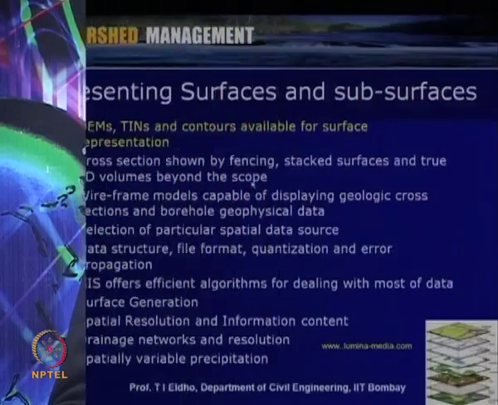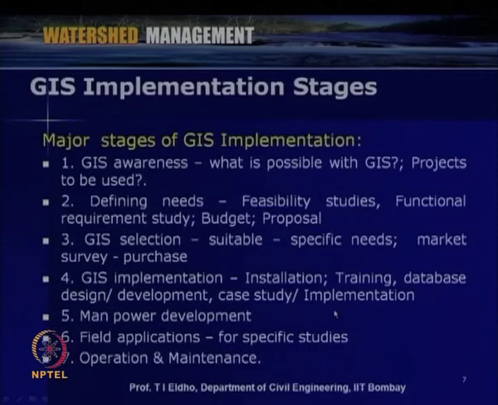So surface generation can be done, and then we can cross-check the spatial resolution and information content. For example, when we have to deal with the drainage network within a watershed, that also we can represent with respect to surface or subsurface modeling. And if you want to represent, for example, the spatial variation of rainfall or precipitation, then also we can represent it using contours or various polygon fillings. So various aspects are available when we are trying to represent surfaces and subsurfaces within the GIS environment.